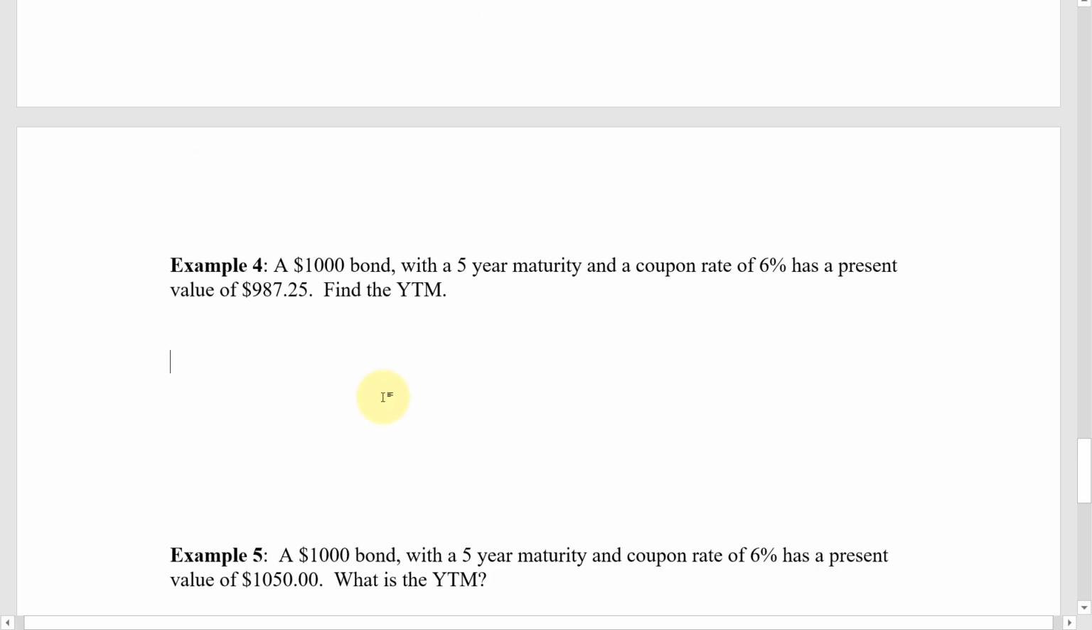Okay, now let's move to another one with a different par value, $1,000 face value on the bond. It's a 5-year maturity, coupon rate 6%, so they're paying us 6% a year off of the face value, and it is a discount bond. Its market value is less than its face value, 987.25. Let's figure out what is the yield to maturity on this bond.